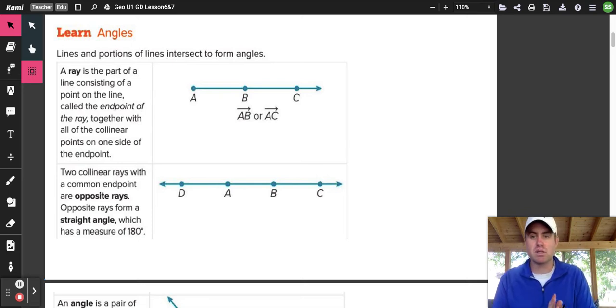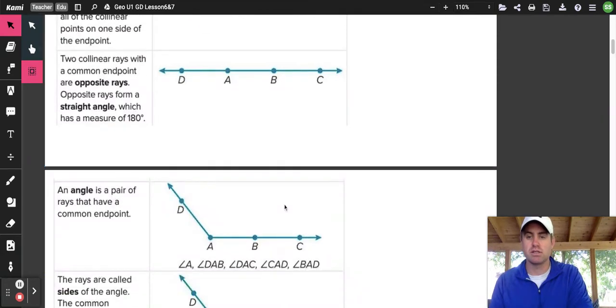So opposite rays, down here in the second picture, like BA and BC would be opposite rays. Opposite rays form a straight angle or 180 degrees.